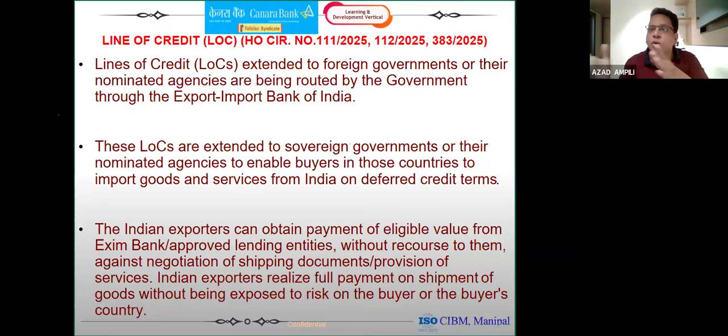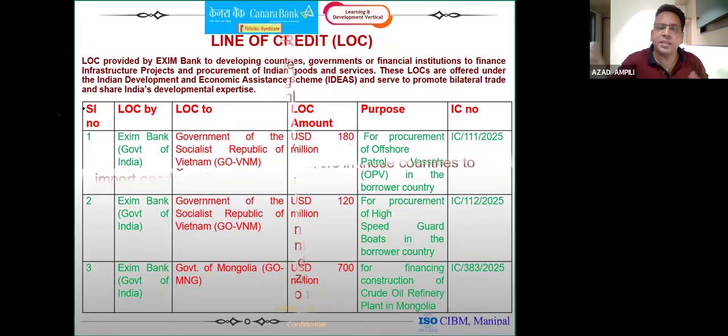Why? Because they can enter new geography areas. The Indian exporters can obtain payment of eligible value from Exim Bank or approved lending entities without recourse to them against negotiation of shipping documents or provision of services. So Indian exporters will send goods to them, these agencies will get money, and ultimately those buyers will pay money to those agencies. Yes, this year on this concept, three circulars came.